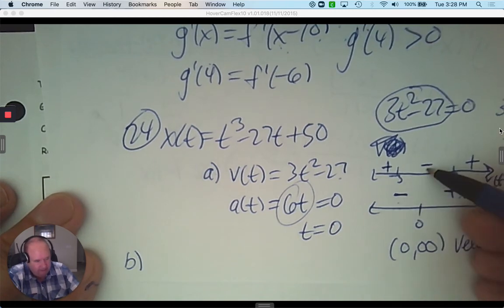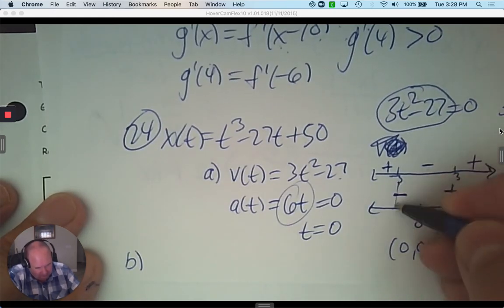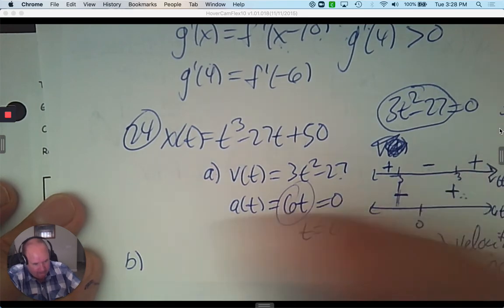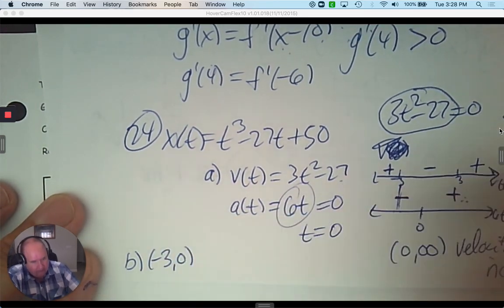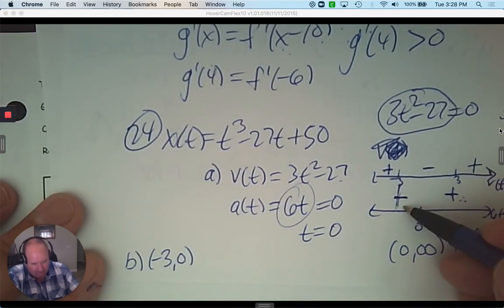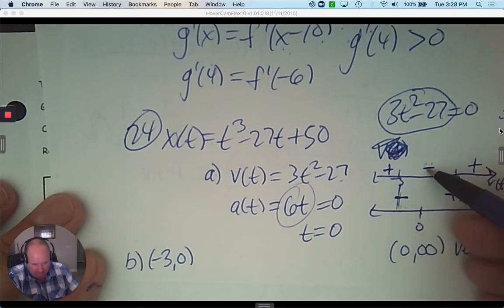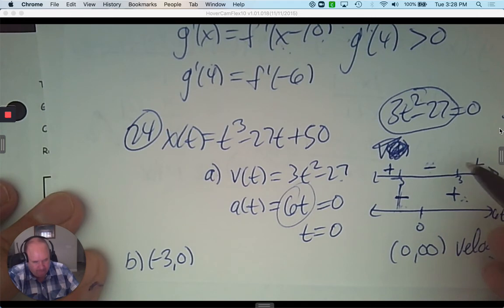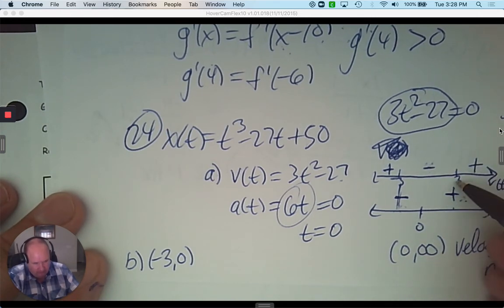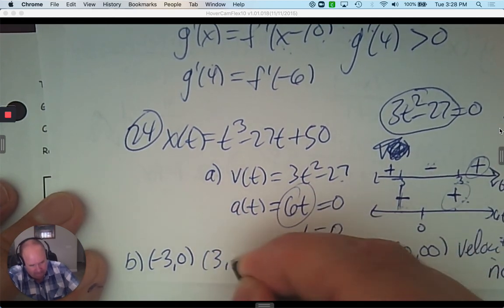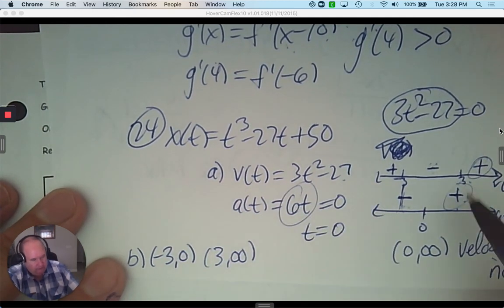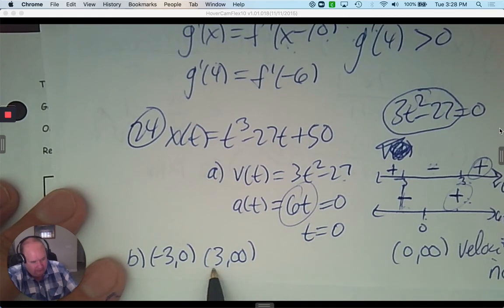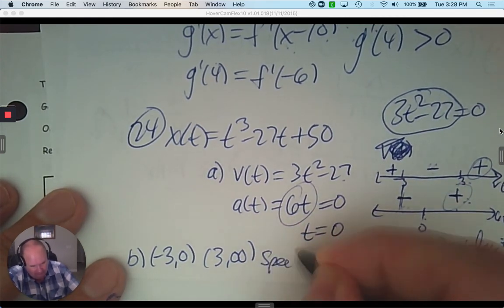But negative and negative match. So from negative 3 to 0, both acceleration and velocity are negative. So when the signs match, the speed is increasing. Where else do the signs match? After 3, it's positive and positive. So from negative 3 to 0 and 3 to infinity, we have signs that match and speed is increasing.